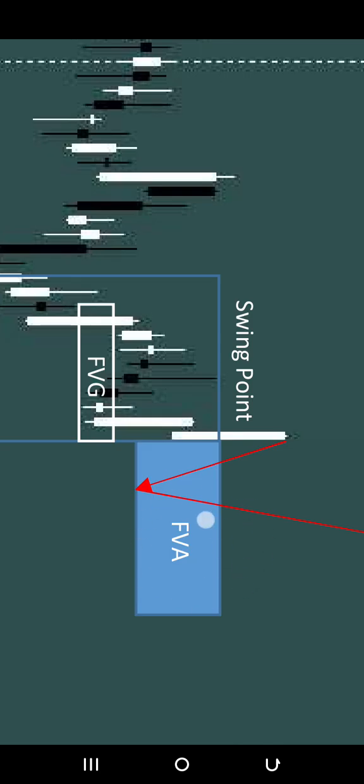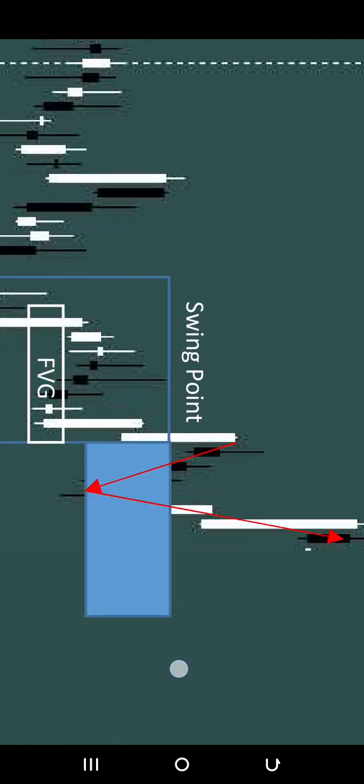Now let's see what price will now do. Can you see? Price eventually came into the fair value gap, and what did the fair value gap do?